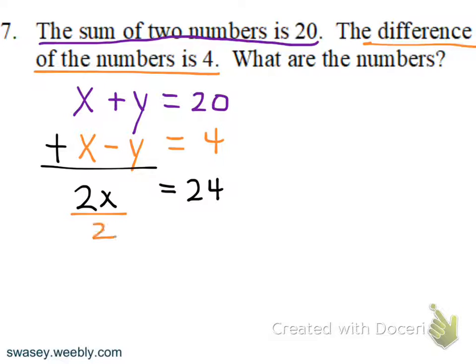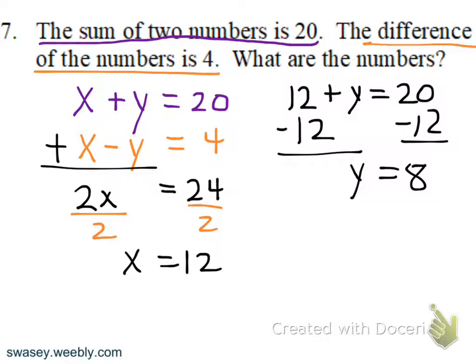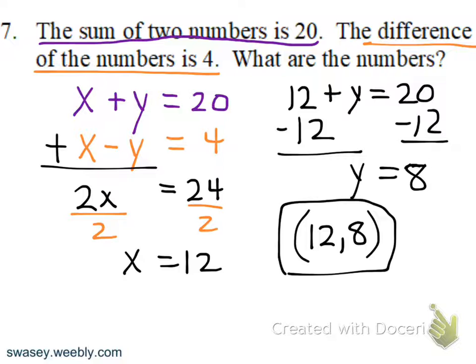To get rid of multiplying by 2, divide by 2, and so we get x equal to 12. So one of our numbers is 12, and we'll substitute in. We'll have 12 plus y equals 20. Subtract 12 from each side, and we get 8 for the other number. So our two numbers are 12 and 8. They add to get 20, they subtract to get 4.